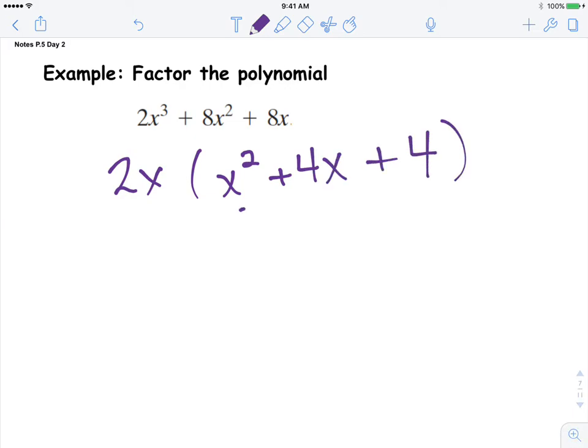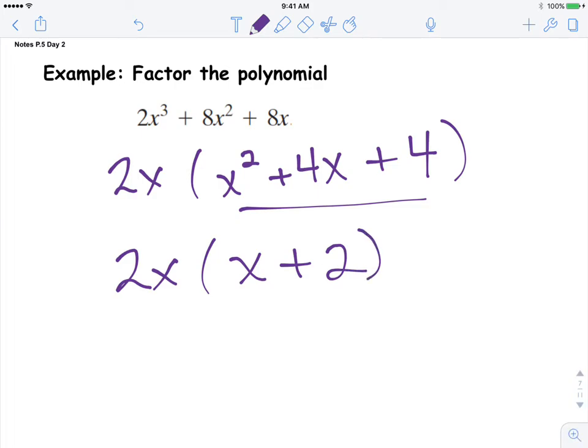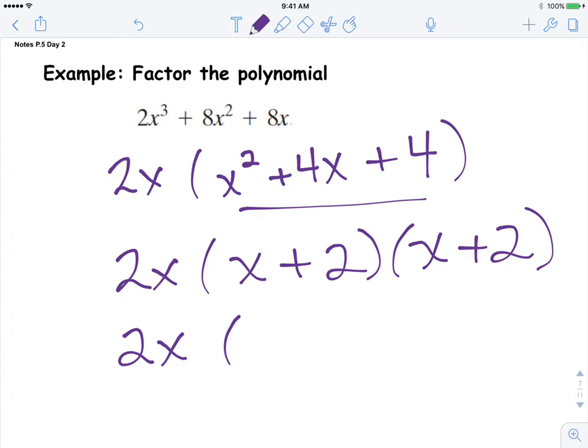All right, now inside that parentheses is a trinomial with leading coefficient 1. You can factor it again as x plus 2 and x plus 2, which is a perfect square trinomial. What are the factors of 4 that add to 4? So you can write it like that, or the final answer could be x plus 2 all squared.